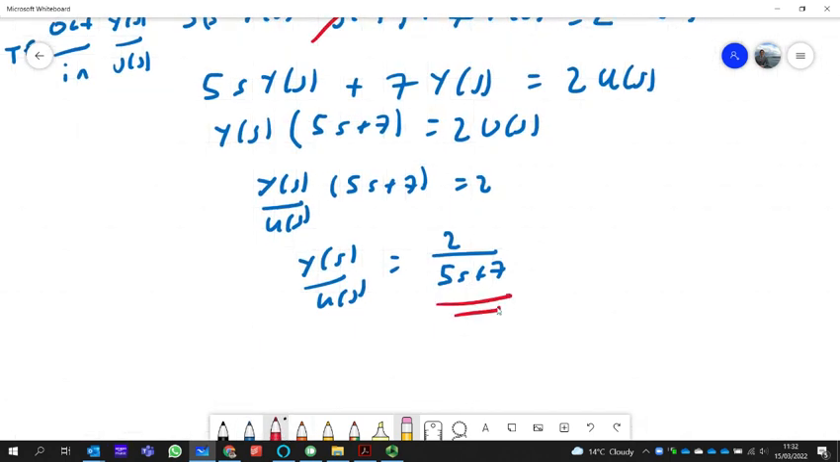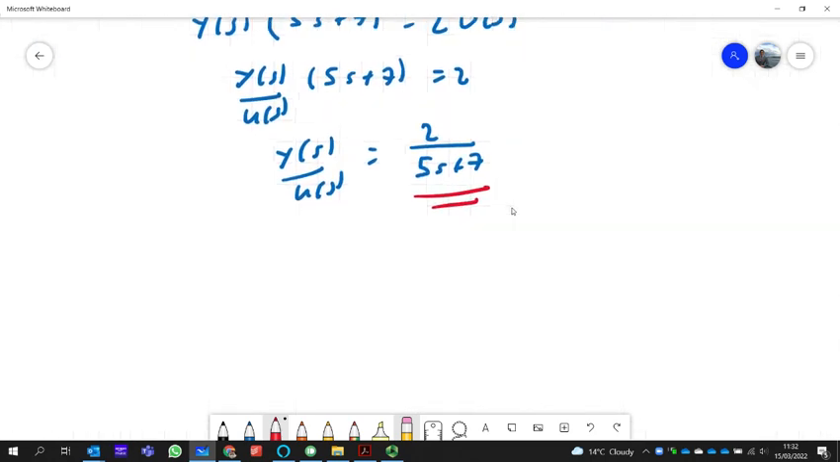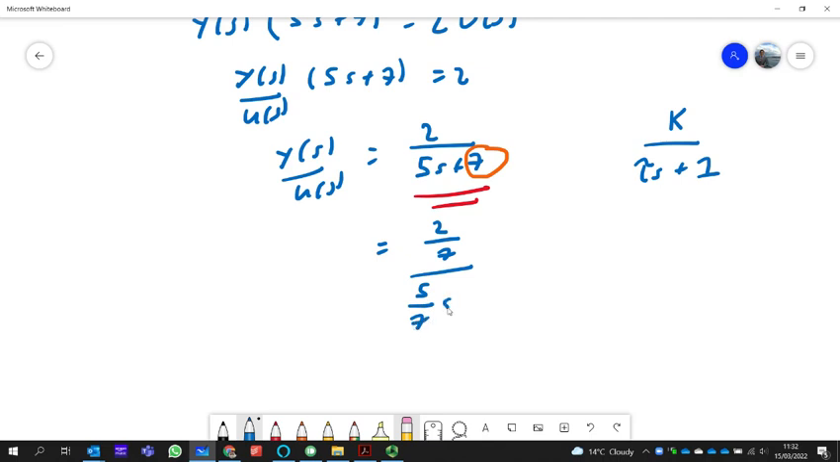That's the first bit done. Okay, now we want to get this in our standard form, which is k on tau s plus 1. Now at the minute, however, we don't have plus 1, we've got plus 7 here. So we need to divide everything through by 7. So we can do that. That gives us 2 on 7 over 5 on 7 s plus 1.